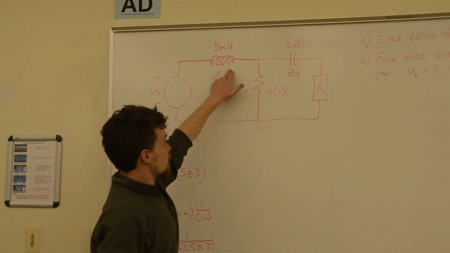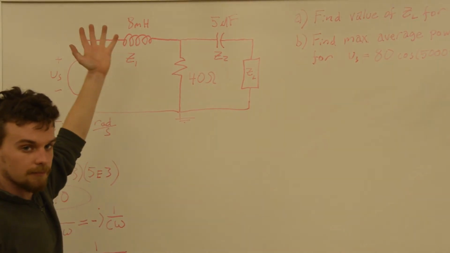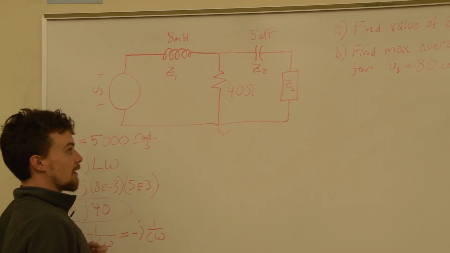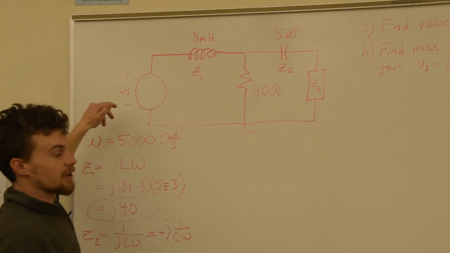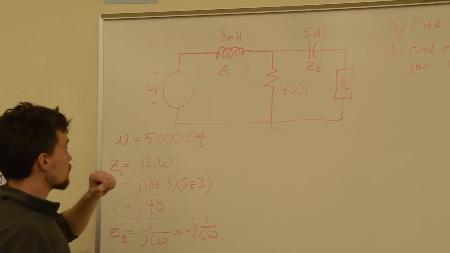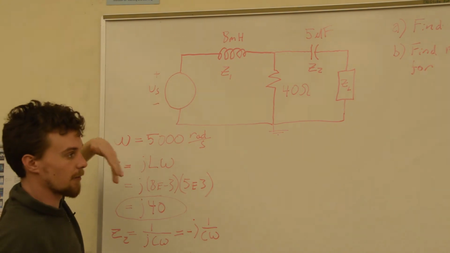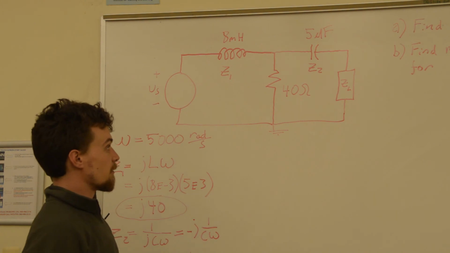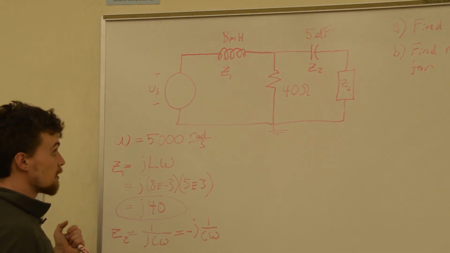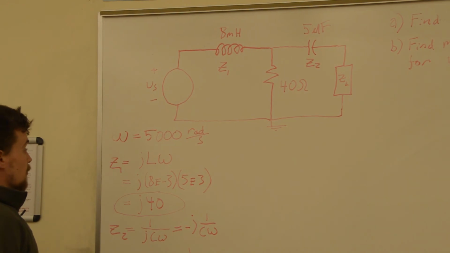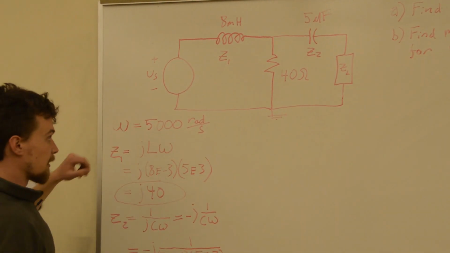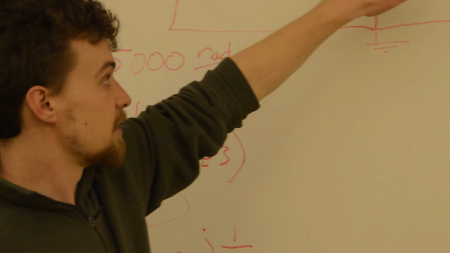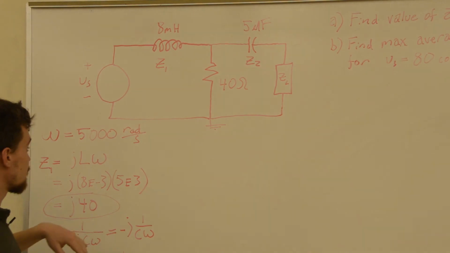So these two elements have some value of impedance. It's going to be complex, and it's going to depend on the frequency that the circuit's running at, and that's determined by the source. Whatever frequency the source is running at is the frequency the whole circuit's running at. We see that the source is running at 5,000 radians per second. So we'll assign values Z1 and Z2 to the inductor and capacitor.